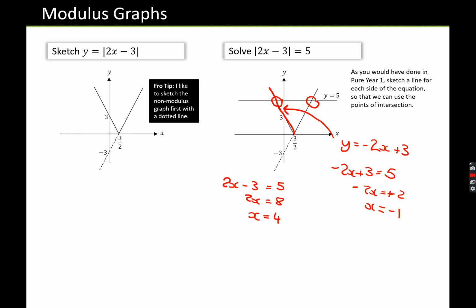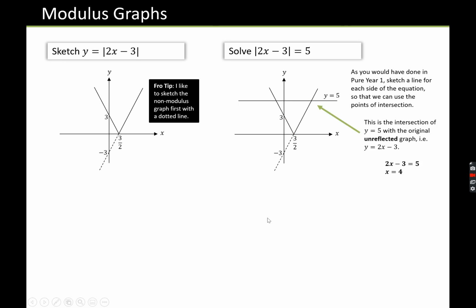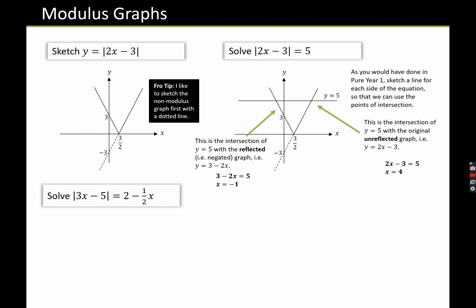Okay, but it's basically negating what your other equation was. So my original line had the equation of 2x minus 3. So my reflected part of the line has got the equation of y equals minus 2x instead, plus 3. Okay, and that's how it's going to work. Okay, and that just explains it a little bit more. So we're just negating that part of the graph.